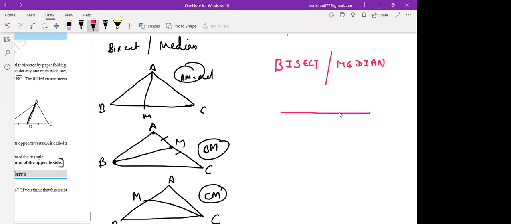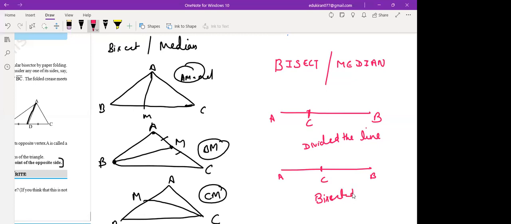For example, the line, I divided it into this. For example, this is A, this is B, and this is C. So I will say that I divided the line. But the same line, if I divide it into two equal parts, AC and CB both are equal, I will say I bisected the line. So bisect means that I am going to divide a particular line in two equal parts. Clear? So dividing any line in two equal parts.